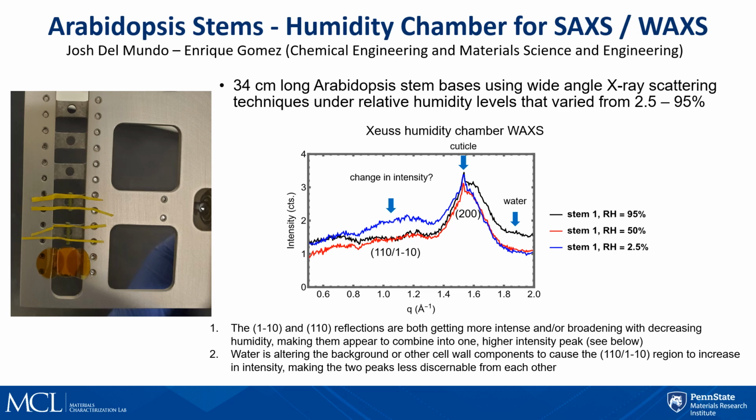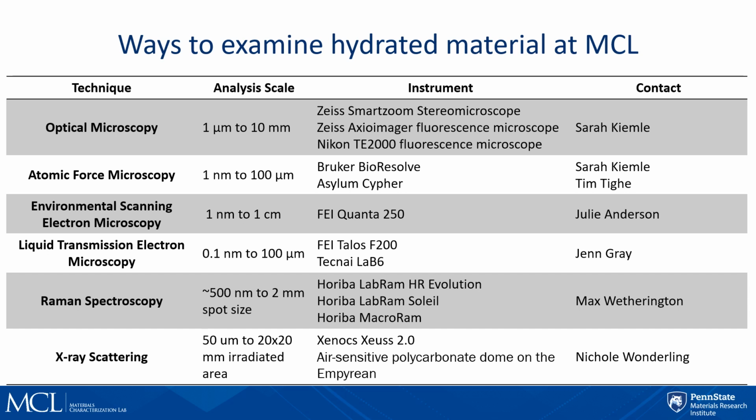At the Material Characterization Lab, we have lots of different techniques to examine hydrated materials, including optical microscopy, atomic force microscopy, environmental scanning electron microscopy, liquid transmission electron microscopy, Raman spectroscopy, and X-ray scattering. So these are all the instruments that are able to examine hydrated sample, and these are the people that you need to contact to get more information.